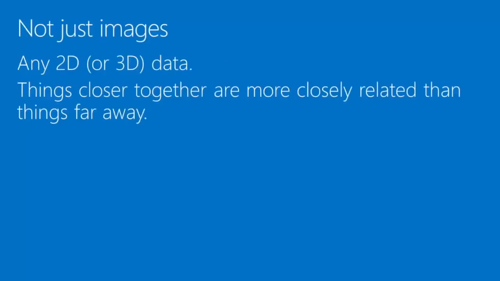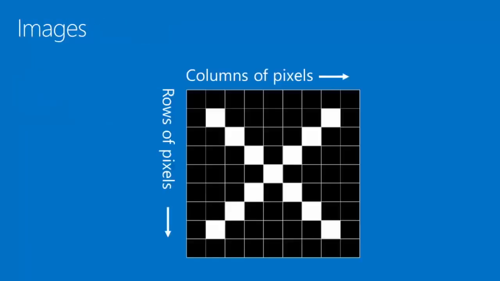Now, what's really cool about these, we've been talking about images, but you can use any two-dimensional, or even for that matter, 3- or 4-dimensional data. But what's important is that in your data, things closer together are more closely related than things far away. What I mean by that is, if you look at an image, 2 rows of pixels or 2 columns of pixels that are right next to each other are more closely related than rows or columns that are far away.